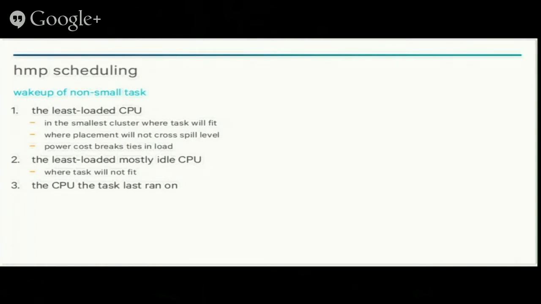So this is all we're doing. For a non-small task wake-up, our first preference is the least loaded CPU where the task will fit in the smallest cluster. That's going to give you the best power, and you don't want to cross the spill level. When you have CPUs that tie in their load, we use the power cost to break ties.